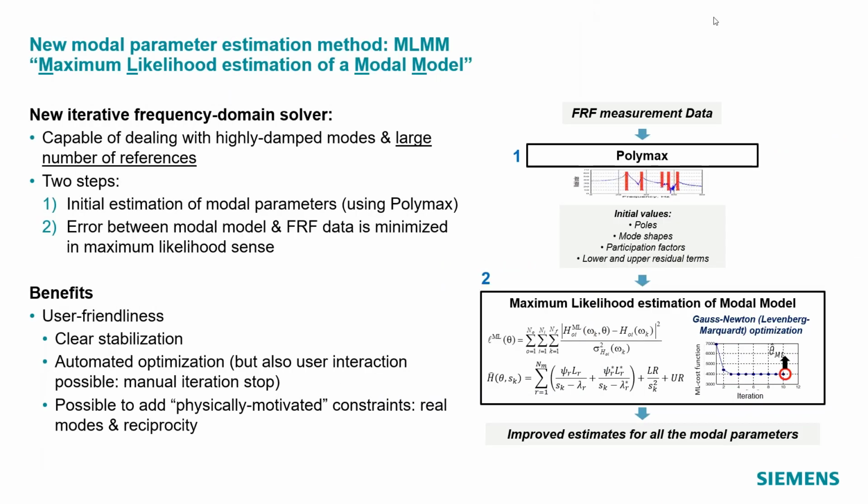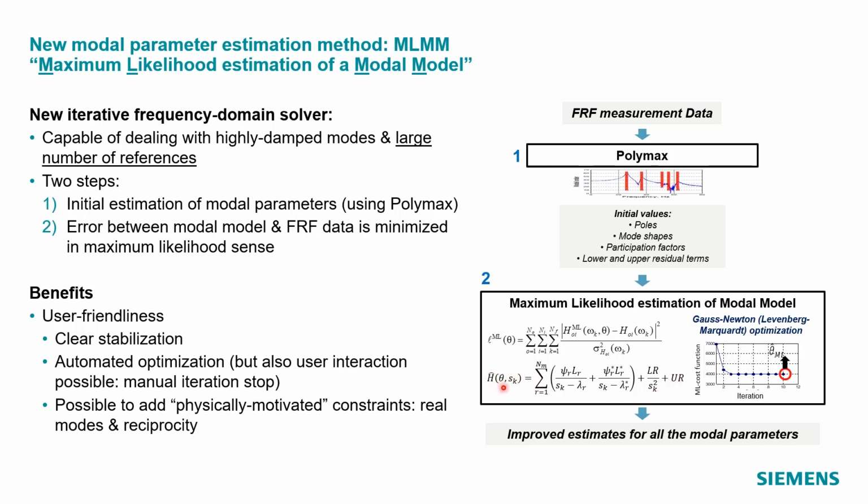So what is MLMM essentially doing? First, we need a Polymax step, as I explained. So we get initial values for the poles, mode shapes, participation factors, and also upper and lower residuals. Then we are going to do some iterations. The idea behind this is to minimize in each iteration the differences between the measured and the synthesized FRFs that you see expressed in this equation. The synthesized FRFs, that's the equation I showed in the beginning of this presentation. You have a sum of modes. You have also the lower and the upper residuals, modeling the out-of-band modes. With all this information, we try to model the data.